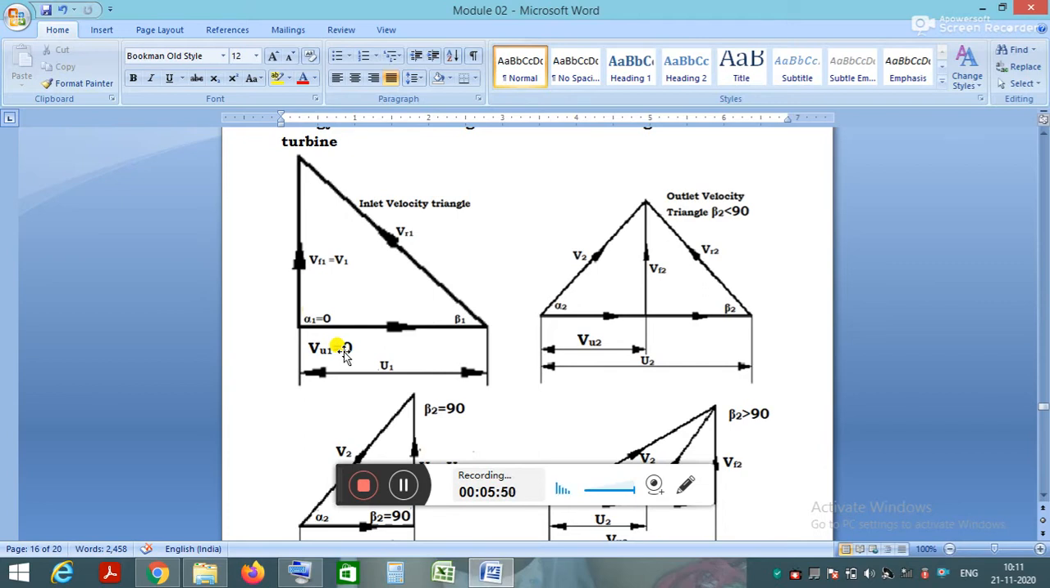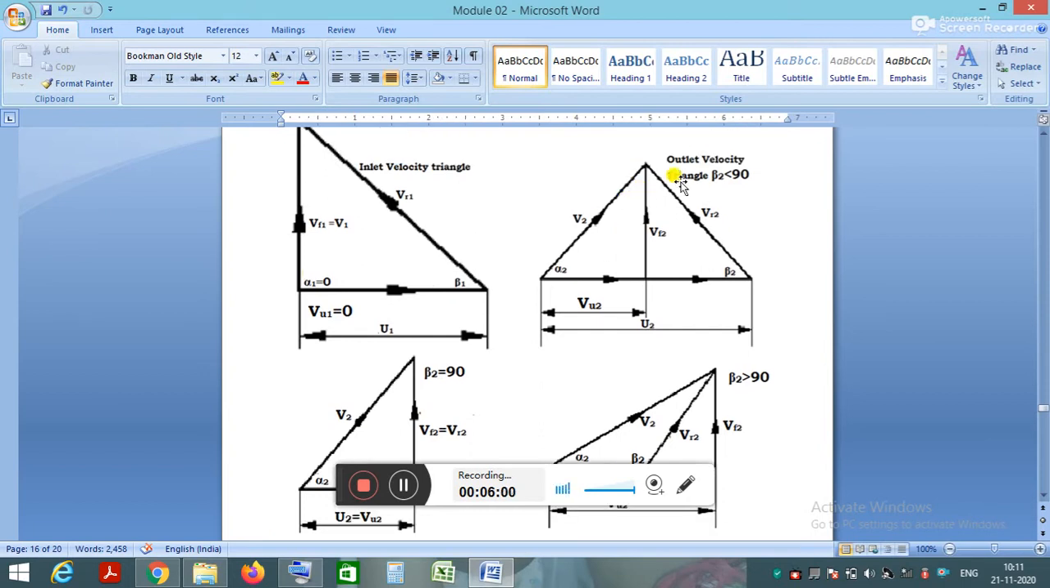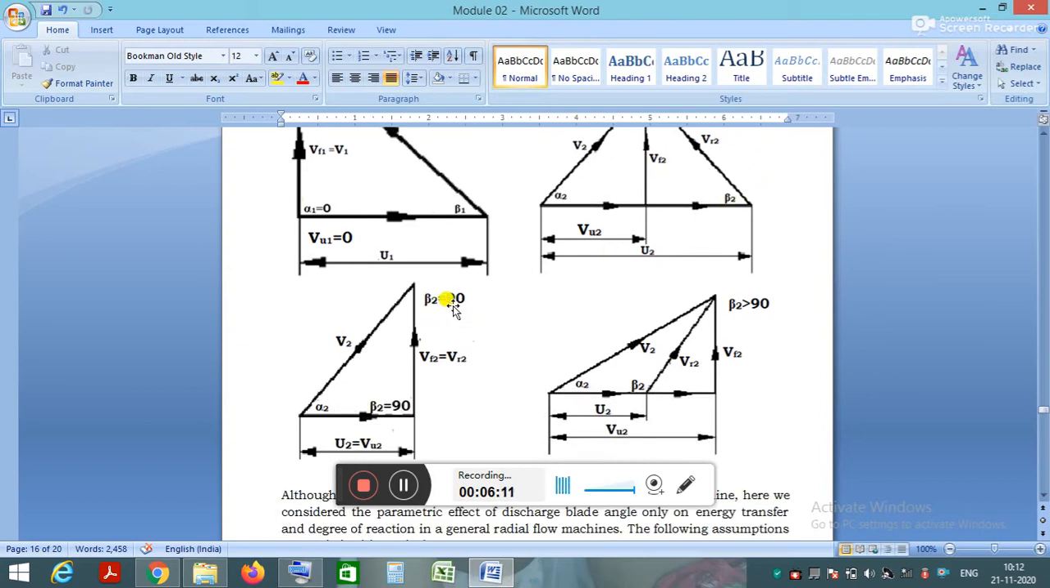Okay, these are the assumptions. This is the inlet velocity triangle for a radial turbine, and these three give the outlet velocity triangles for radial turbines at different outlet blade angles. This is the diagram when the outlet blade angle is less than 90 degrees, when the outlet blade angle is equal to 90 degrees, and this is the diagram when the outlet blade angle is greater than 90 degrees.